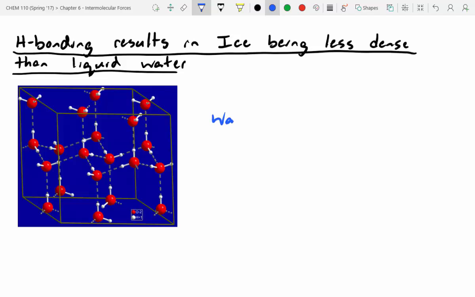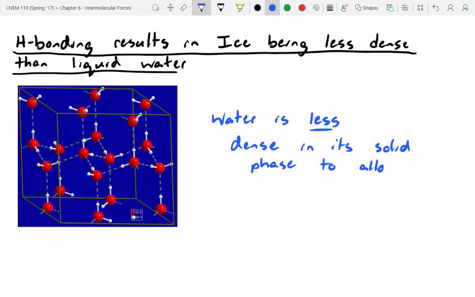So let's make a little note. Water is less dense in its solid phase, to allow for maximum H-bonding.